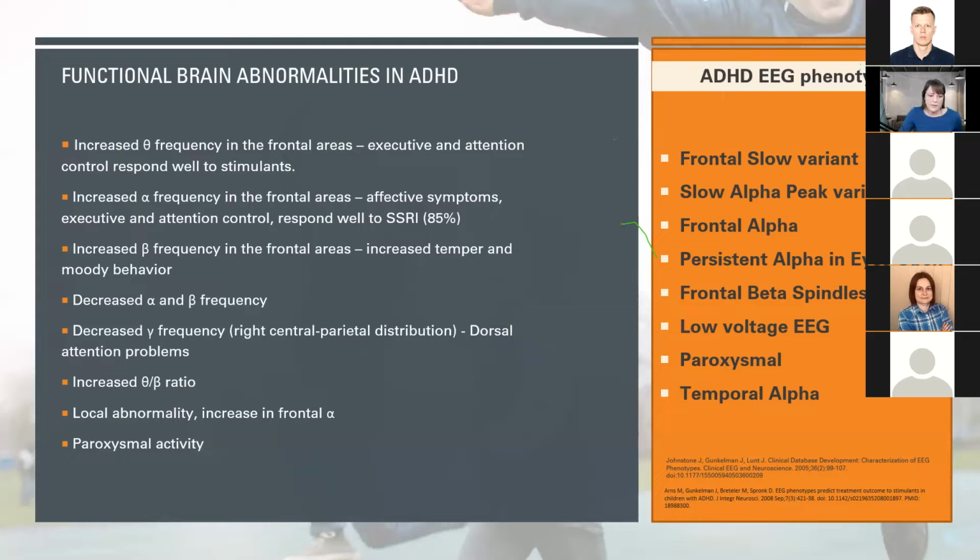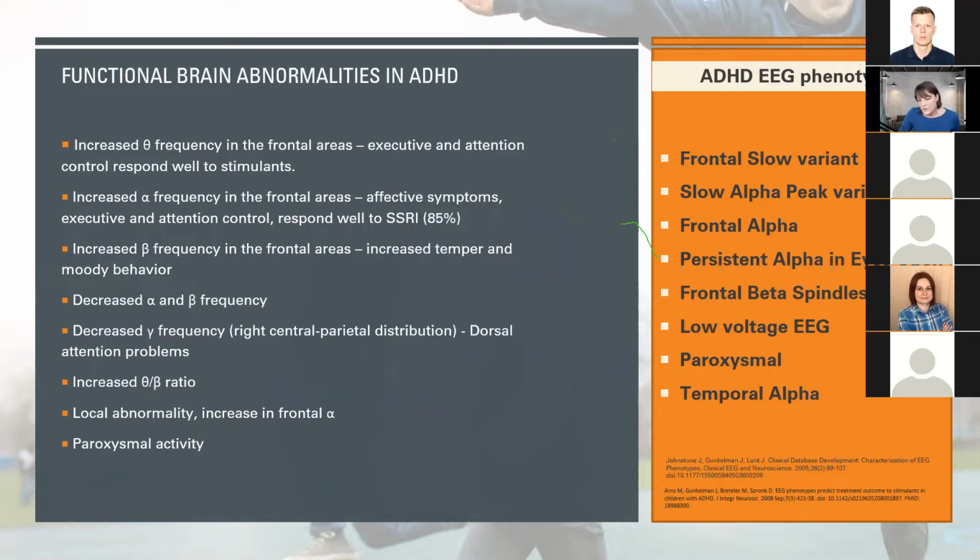Also in ADHD, we can find some local abnormalities, an increase of some specific frequency at certain areas, like in the frontal area, we can have alpha, for example, or we can have local theta or even delta waves. We can also find some paroxysmal activity.